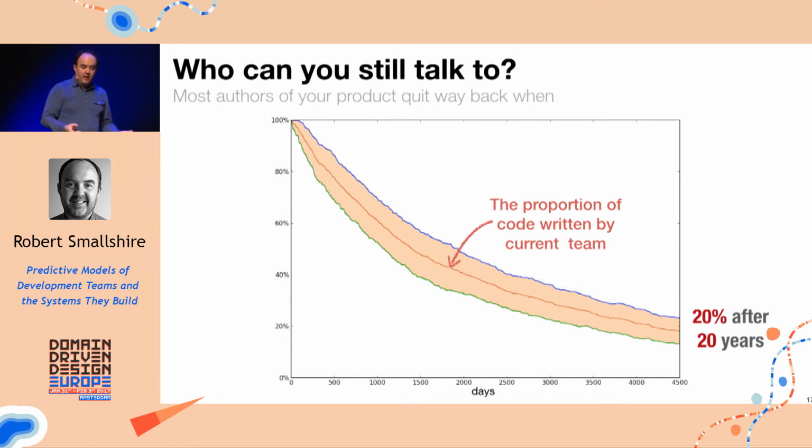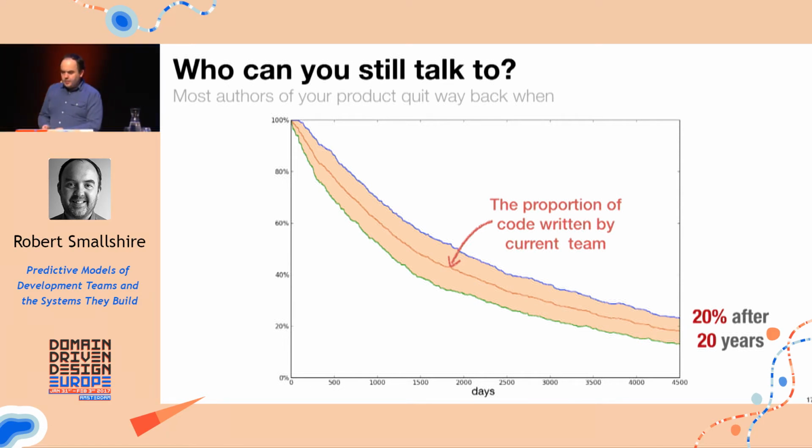And then we can look at what I call the proportion of code that is written by the current team. So if you want a take-home figure from this part of the presentation, you can take this away. After 20 years, 20% of your code will be written by the current team. And that turns out to be invariant on the size of the team and all kinds of other factors. That's a good take-home number if you want one.